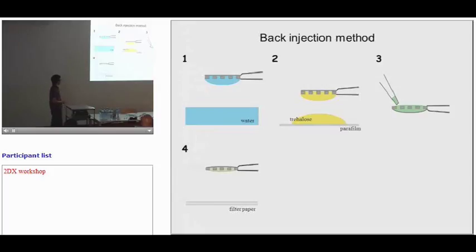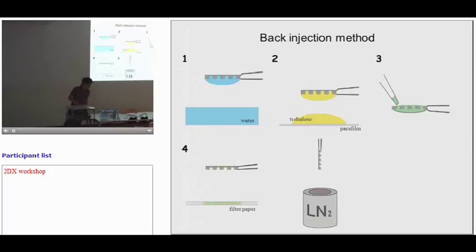Then the grid is put onto the filter paper with the carbon side up so that excess liquid is blotted off. Then the grid is picked up and air dried. Then finally quickly frozen by plunging it into liquid nitrogen. That's the procedure of the back injection method.